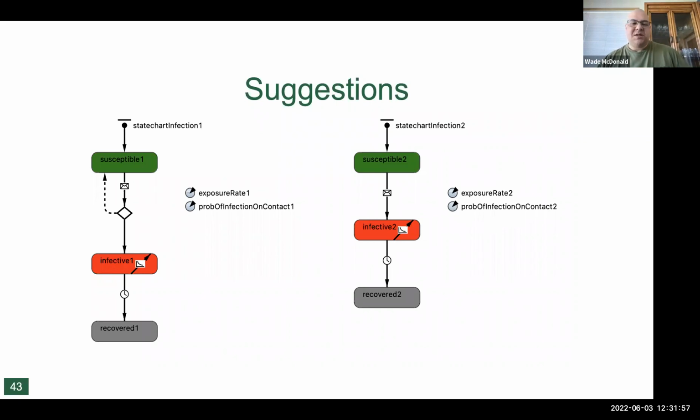So what this does, on the left, we have many, many exposure messages that do not result in infection. And on the right, we only send messages when there's an actual infection happening. So this reduces the number of messages in the system and therefore speeds up the model.